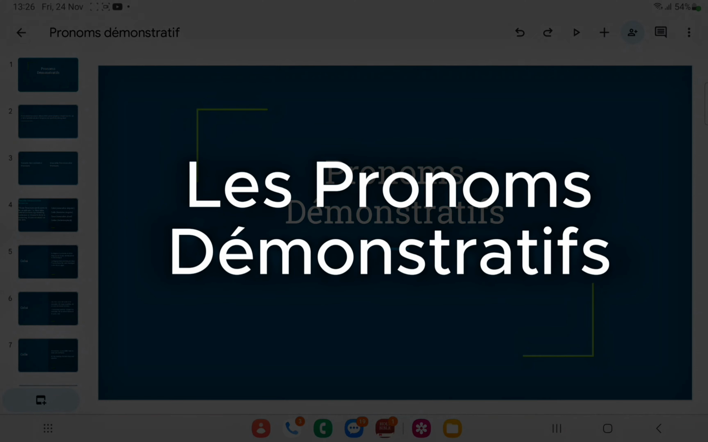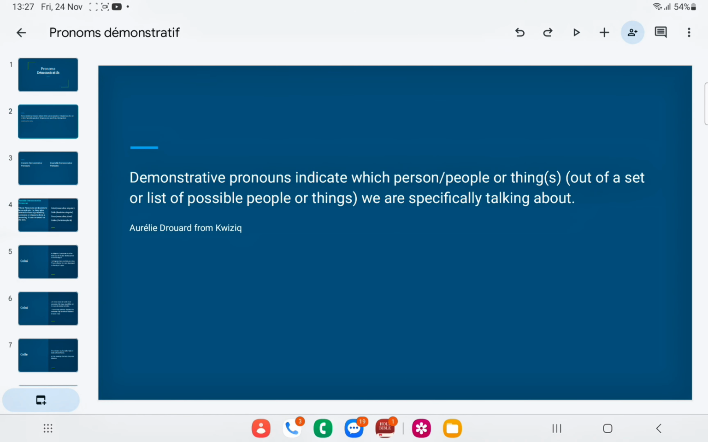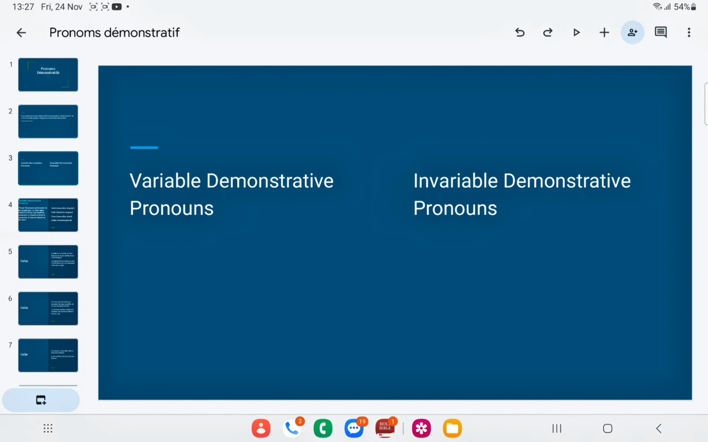So today is a big one. We'll be handling pronoms démonstratifs, that is, demonstrative pronouns in French. Demonstrative pronouns indicate which person, people, or things we are specifically talking about. So we have two categories of demonstrative pronouns: the variable demonstrative pronouns and the invariable demonstrative pronouns.